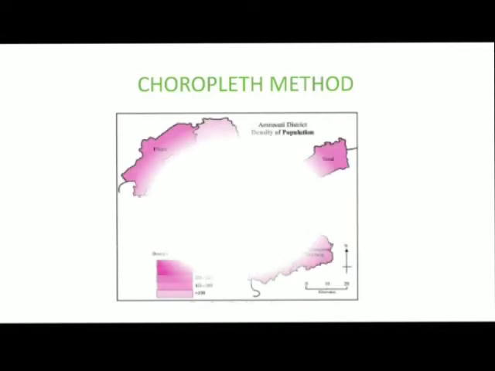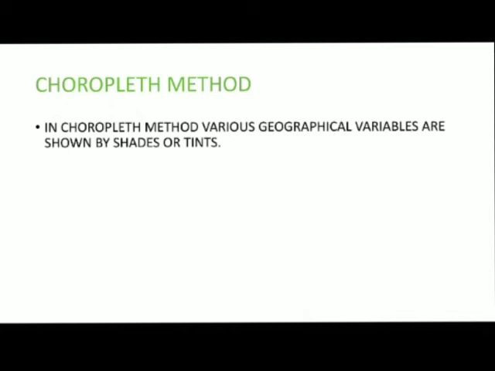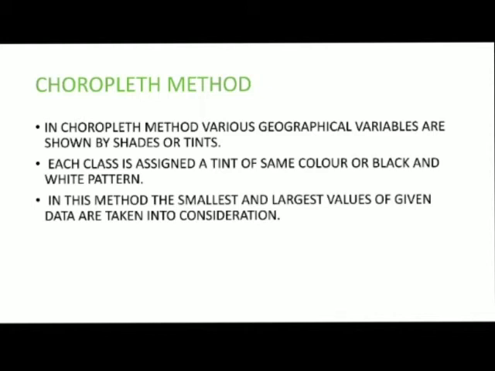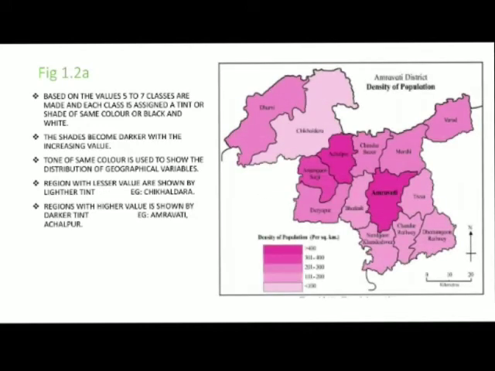Choropleth method. In the Choropleth method, various geographical variables are shown by shades or tints. Each class is assigned a tint of the same color or a black and white pattern. In this method, the smallest and the largest values of the given data are taken into consideration. Based on the values, 5 to 7 classes are made and each class is assigned a tint of the same color or black and white. The shades become darker with increasing value, that is, the highest value is in dark color.